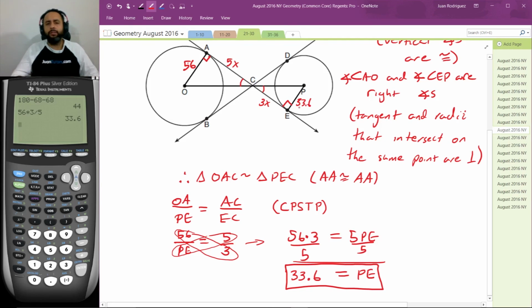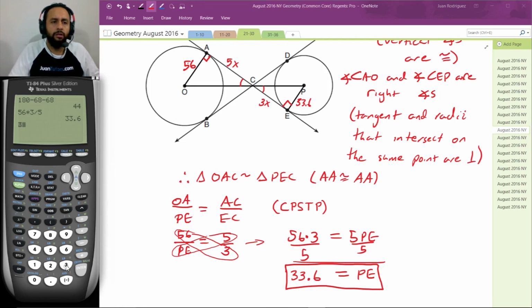And of course, I always recommend checking your answer on the calculator. I'm sorry, let me do it in the other order: the larger one over the smaller one, because this is the order that they gave it to us in the problem. The ratio should be 5 to 3. 56 divided by 33.6 should be a ratio of 5 to 3, also known as 1.66 repeating, and that's exactly what it is. So we've checked our answer. This answer is absolutely correct.